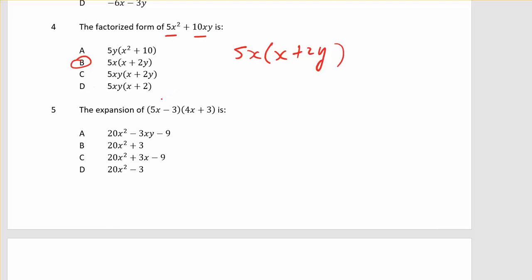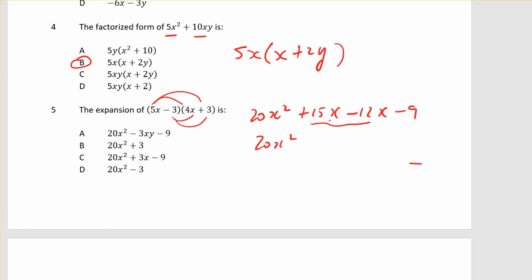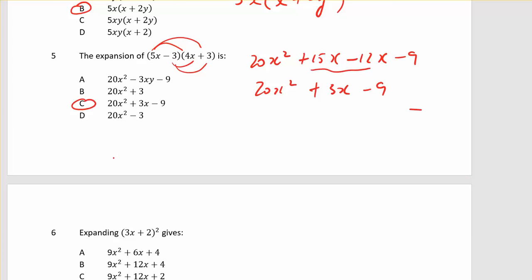Expand the expression, so we do a rainbow. 5x times 4x is 20x squared. 5x times 3 is 15x. Negative 3x times 4x is negative 12x. And negative 3 times positive 3 is negative 9. Now, I'm not finished yet. I can combine these because they're like terms. So be careful. 15 lots of x minus 12 lots of x is positive 3 lots of x. So C should be your answer.